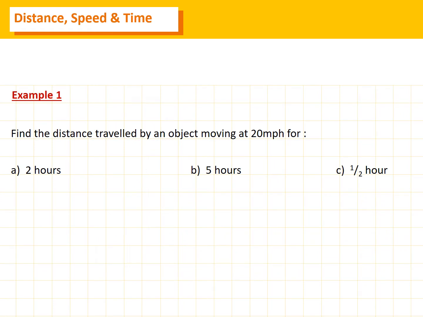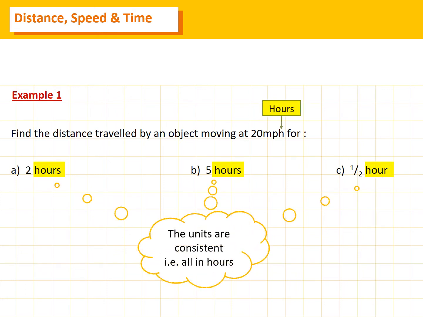So in this first example, we've got an object moving at 20 miles an hour for 3 different time periods. Now, in each case, the time given to us is in hours, and the speed given to us is in miles per hour. So the units of speed and time are consistent with each other. And it's really important that we check that, because once we are sure that the units are consistent with each other, we can use the result distance equals speed times time.